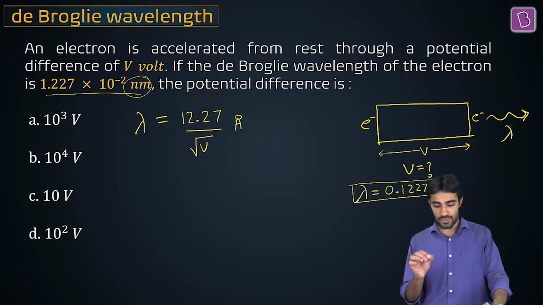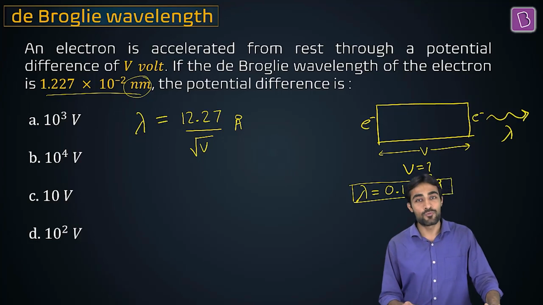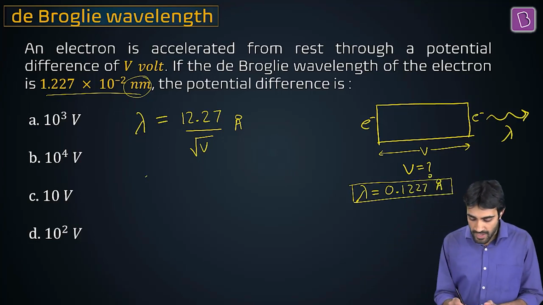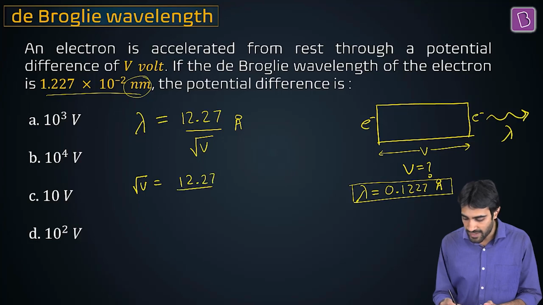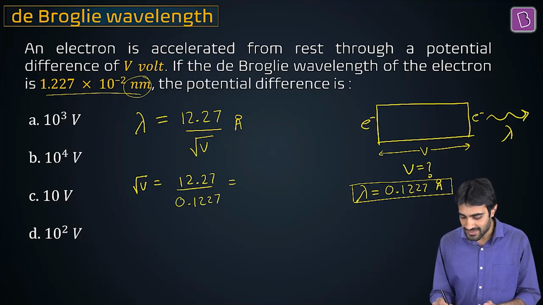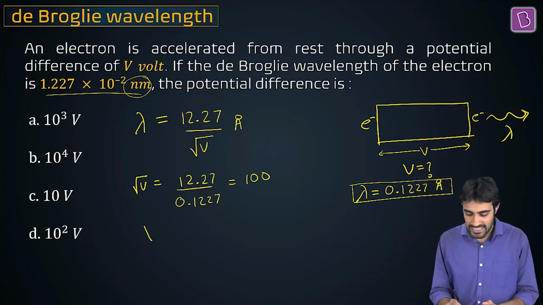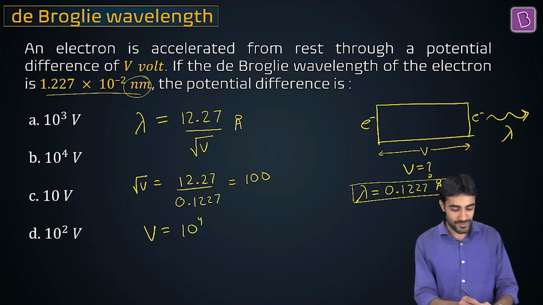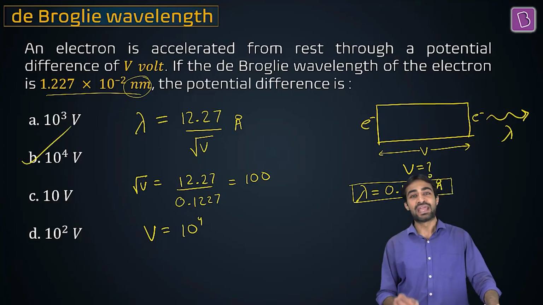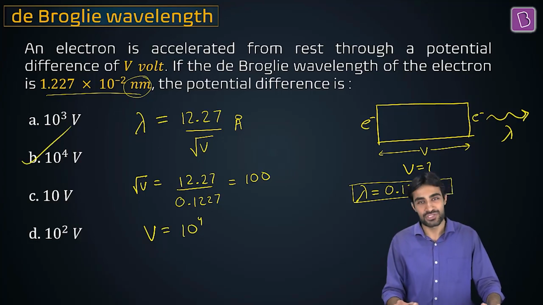Now let's quickly put this lambda in and get the value of V. So under root V comes out to be 12.27 divided by 0.1227, and this is 100. So under root V is 100. This means V is 10 raised to power 4. Yes, and option B, 10 raised to power 4 volt, is the right answer for our question.